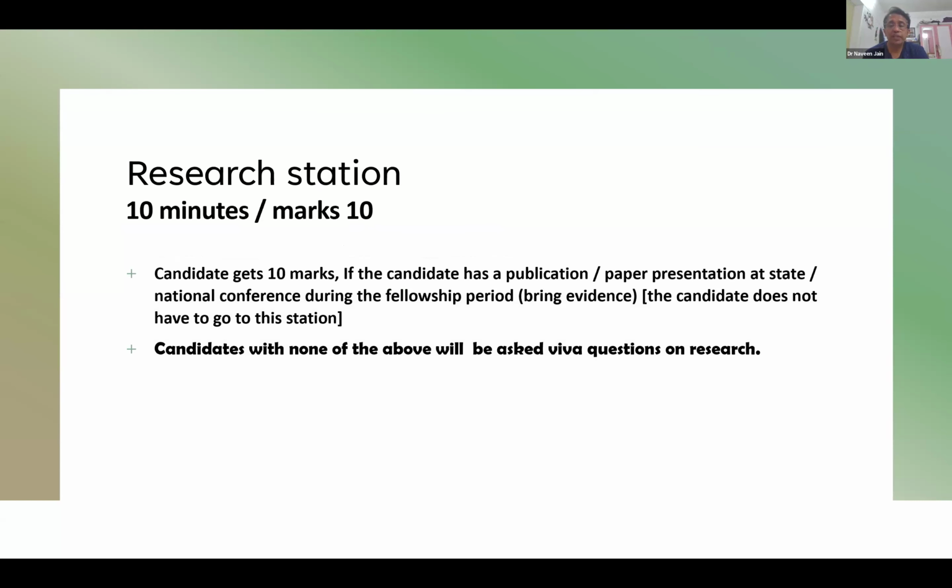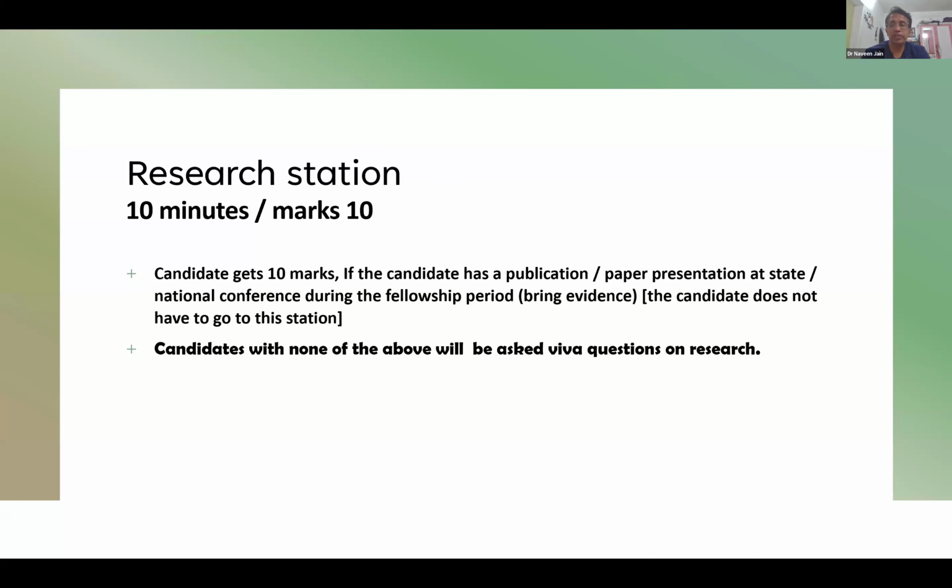If you have already submitted to the examination center that you have a research paper in terms of a publication, or a paper presented at a state or national conference, then please bring evidence in the form of an email invite from the conference, or a certificate copy or a publication copy. And then you don't have to go to the research station. You get full 10 marks straight away. If you have not, then also don't get disappointed. You can still score maximum marks.